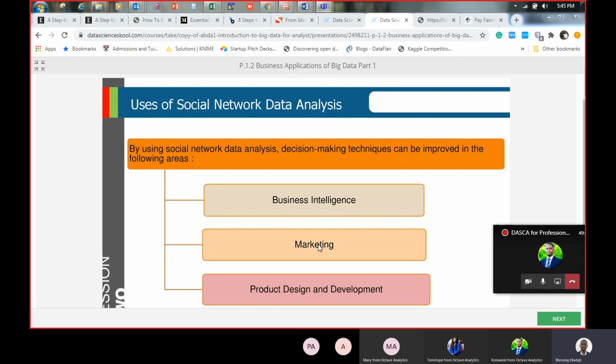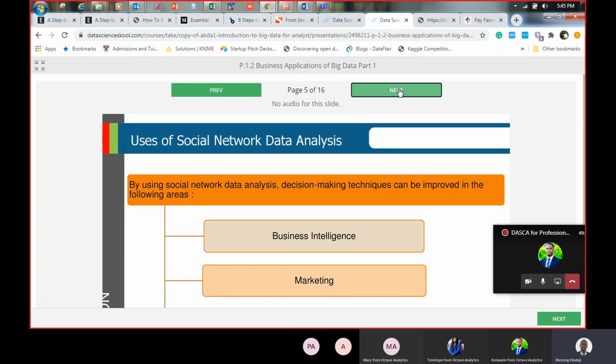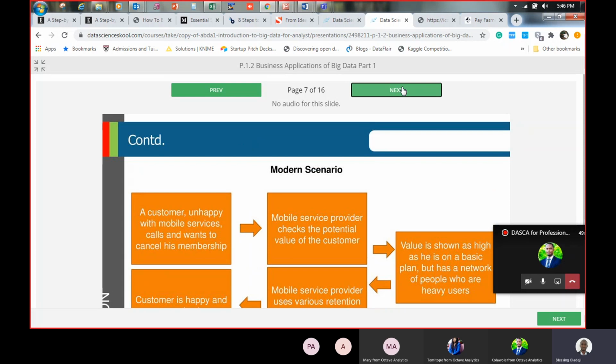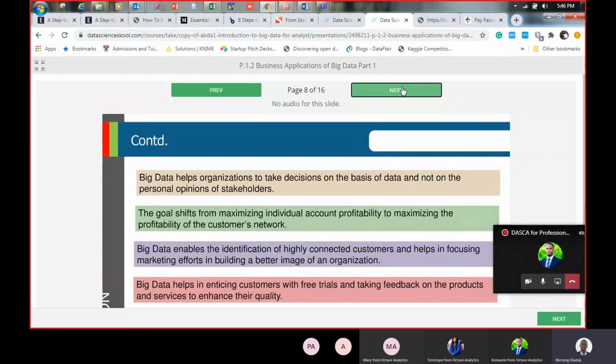Then you also have product design and development. We want to create a new product. You can go and do sentiment analysis, go to the social media data and analyze the comments, what is trending, what people are saying. Based on that, you come to the development room to develop a product that is suited to those comments that people are sharing on the social media space. Those are some fantastic applications of social media data in the space of business intelligence, or in product development, or in marketing.